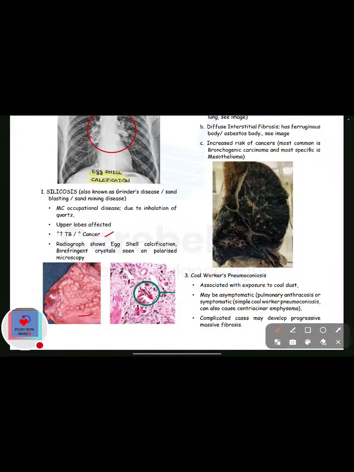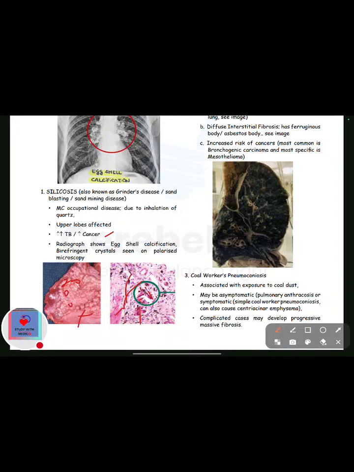So the radiograph shows eggshell calcification, and birefringent crystals are seen on polarized light. Polarized light will tell you what type of material is there, like birefringent crystals. It is because of inhalation of quartz.